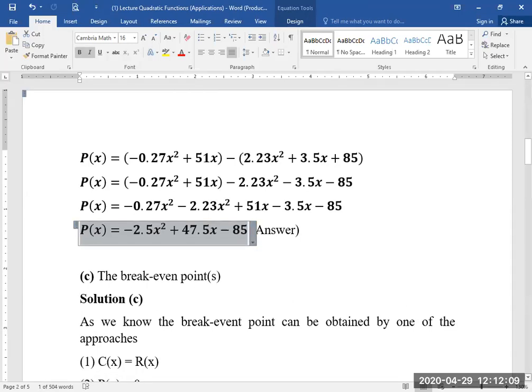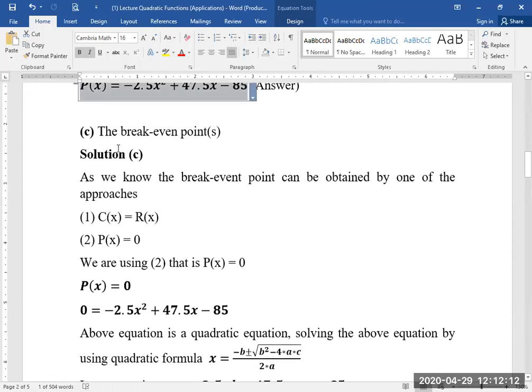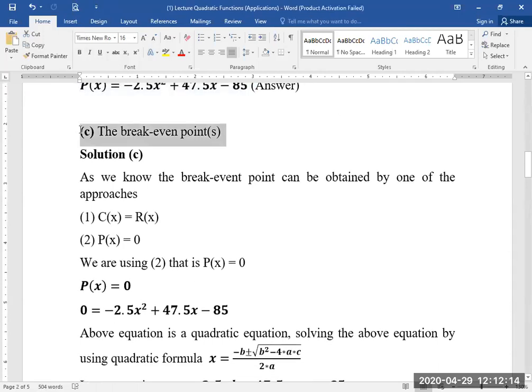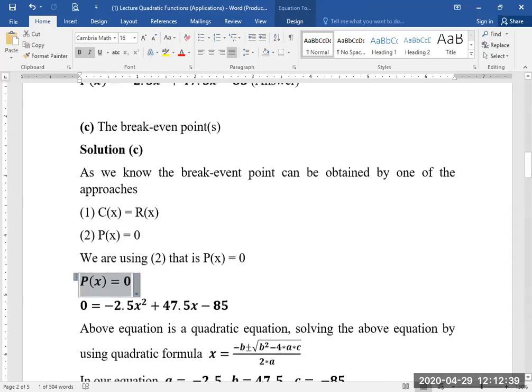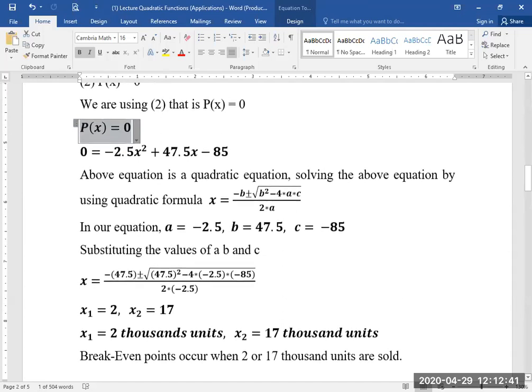Now students, in part C, we have to find the break-even points. Solution for part C: we have two approaches from which we can find the break-even point. One, we equate the cost and revenue. Another, we equate the profit function to zero. So we have chosen the second approach, where we have equated the profit function equal to zero.